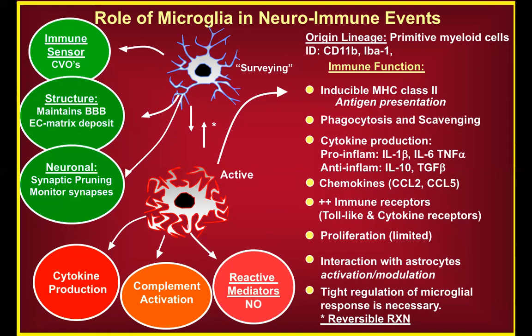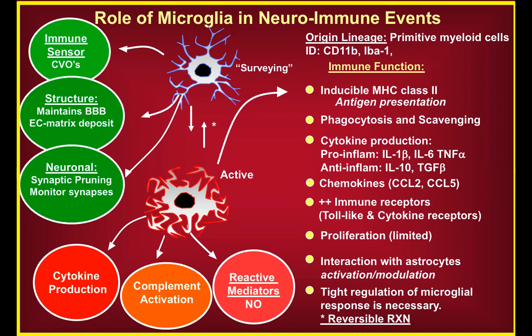So the inflammatory cytokines, the big ones that you see over and over again, are IL-1, IL-6, TNF-alpha. For anti-inflammatories, you also see them producing IL-10, TGF-beta, and a whole slew of chemokines. Chemokines are like cytokines, but they're involved in recruiting other cell types. They have the whole complement of immune receptors, toll-like receptors, cytokine receptors. They can phagocytize things. They can present things on MHC class 2. They can scavenge things. They can proliferate, although it's much more limited than what you see with astrocytes. We see them interact with astrocytes.